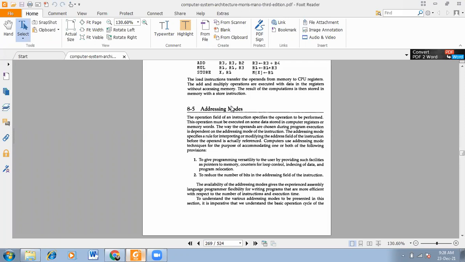So, what is the purpose of using addressing mode? Why do you need addressing mode? To give programming versatility to the user by providing such facilities as pointers to memory, counters for loop control, indexing of data, and program relocation.